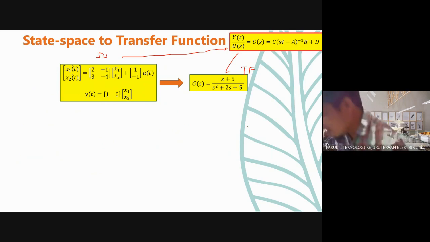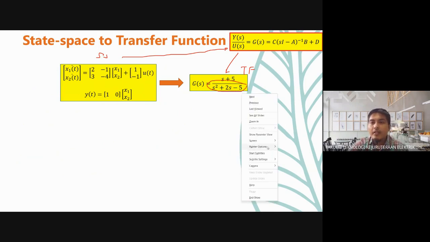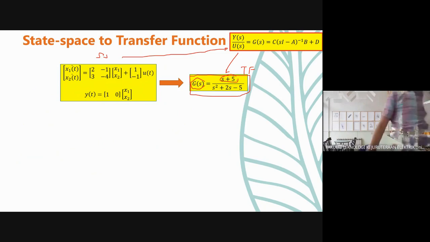Before we have about a 5 minute break, I want to ask you one thing. Based on this transfer function, what is the parameter that you need to refer to in order to tell the system stability? You have G(S) here. You have S plus 5 there. And then after that, you have S square plus 2S minus 5.